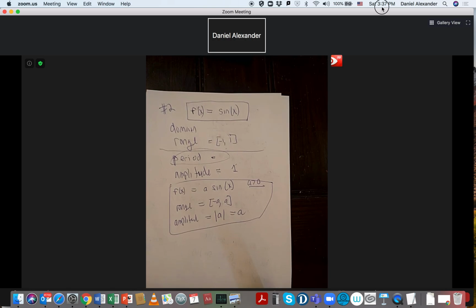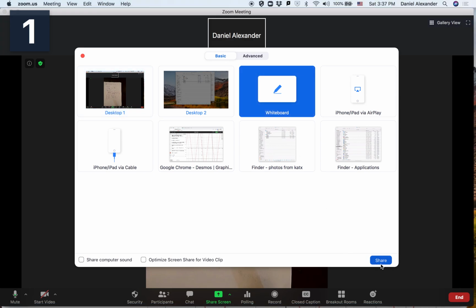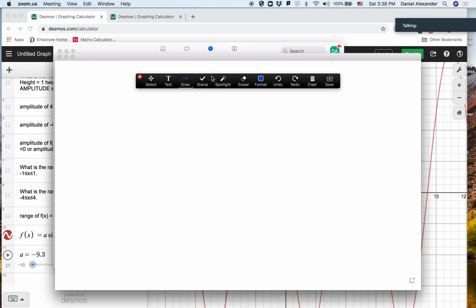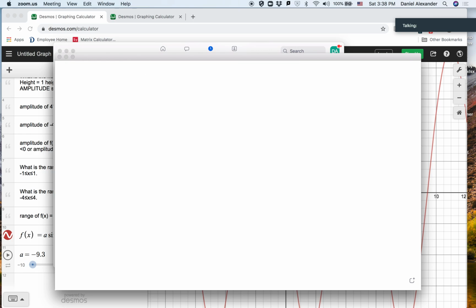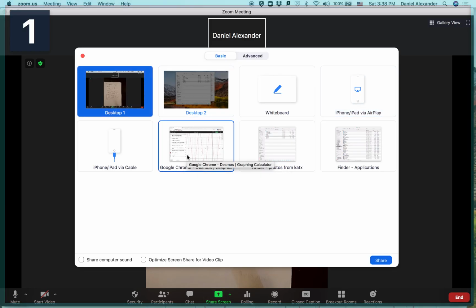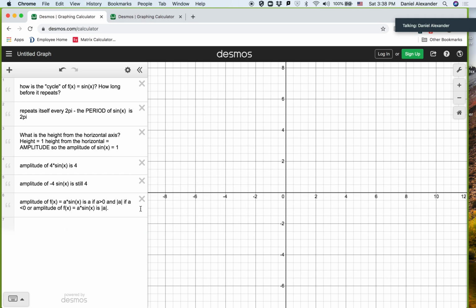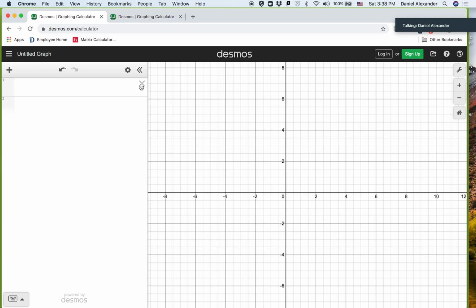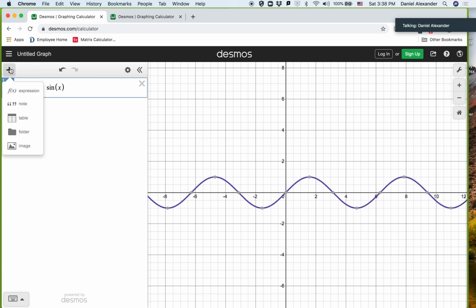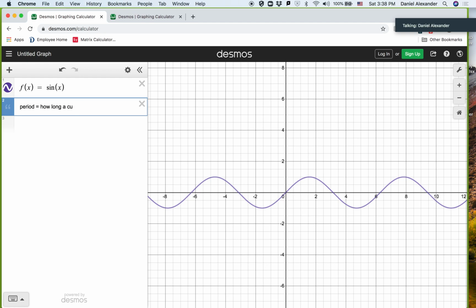So let's go back and look more closely at that. So we're going to share again, and this will be the last thing that we do. Oops, sorry, I didn't mean to share to the whiteboard. That's just so automatic to me. That was a mistake. Let's share to Desmos again. Okay. And I'm going to take off all these things for Desmos because we don't need these anymore. Okay, so we're going to look at the graph f of x equals sine x, and the period is how long a cycle is, how long it takes to repeat. Okay, so I'm just going to take this off for a second. We'll come back to it.